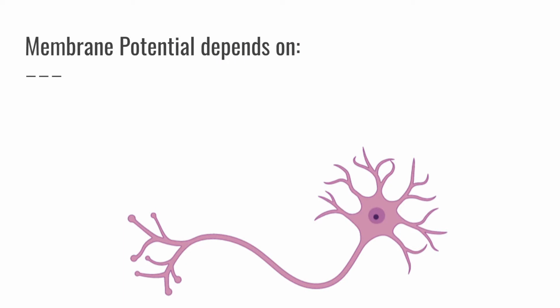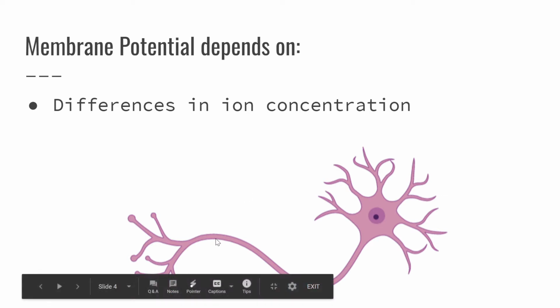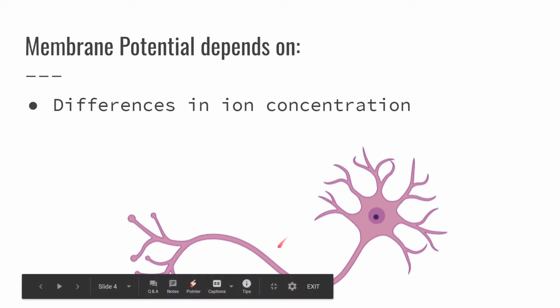So there's a little neuron. Membrane potential depends on two things: the difference in ion concentration between the inside and outside of a neuron, like whatever ions are in here are different. That intracellular concentration is different from the extracellular concentration. And why does that matter? Because we know that ions have a tendency to flow down their concentration gradient. So if there was a high concentration outside and a low concentration inside, that would cause ions to flow in.